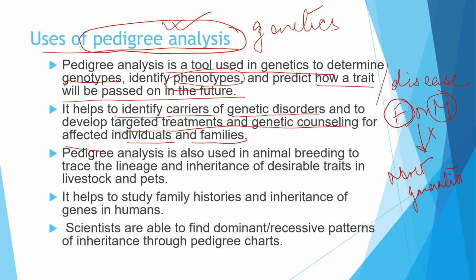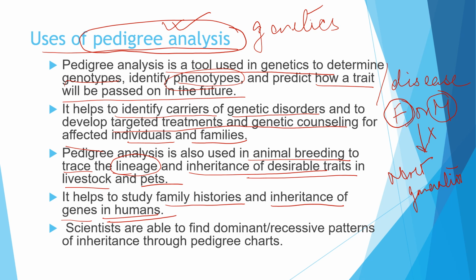Another thing is that it is also used in animal breeding to trace the lineage and inheritance of desirable traits in livestock and pets. So in animal breeding too, the lineage and the inheritance of desirable traits in livestock is detected. It also helps in the study of family histories and inheritance of genes in humans.